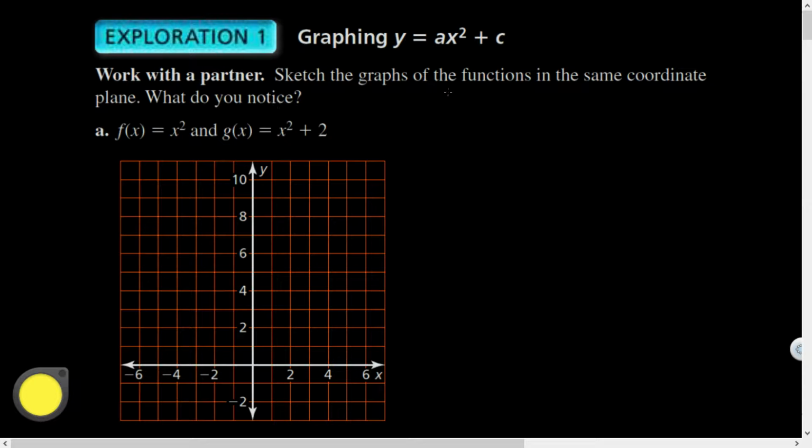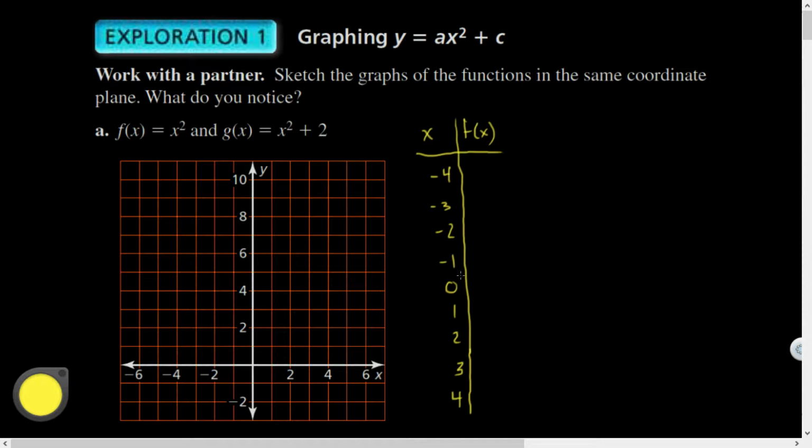So it says this: sketch the graphs of the functions in the same coordinate plane. And what do you notice? So first of all, let's graph f of x equals x squared. All right, so let's make a little xy table, or x and f of x chart here. And it looks like I've got some negative x values and some positive x values. So let's plug in some of each. Let's do -4, -3, -2, -1, 0, 1, 2, 3, and 4. Let's see how far we can go here.